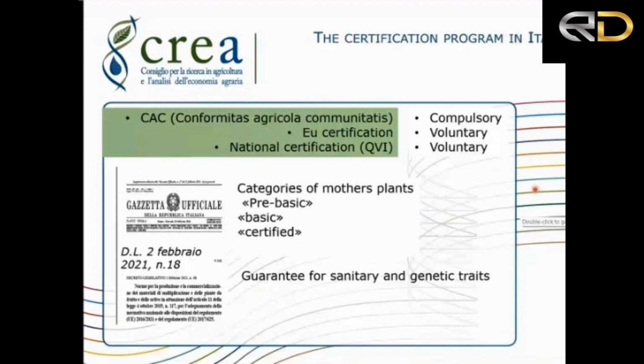Moreover, there are two higher levels of certification which are voluntary: the European certification and the national certification, which guarantee a better quality. The European certification level is common to all the member states in accordance with EPPO certification. And the national certification, Qualità Vivaistica Italia, has higher guarantees, as said before. We have also three categories of mother plants: pre-basic, basic, and certified.